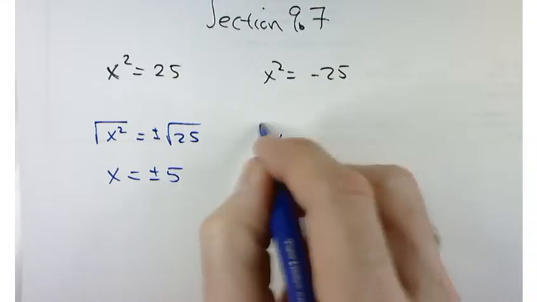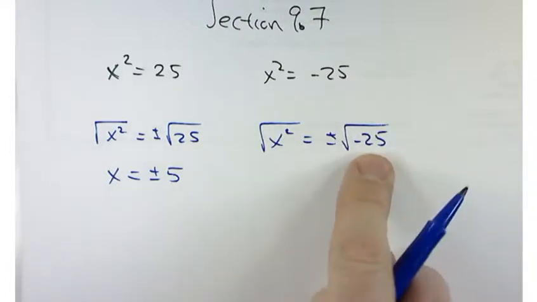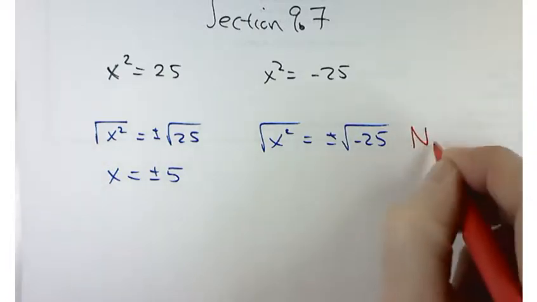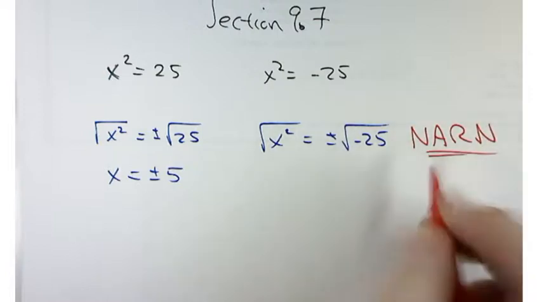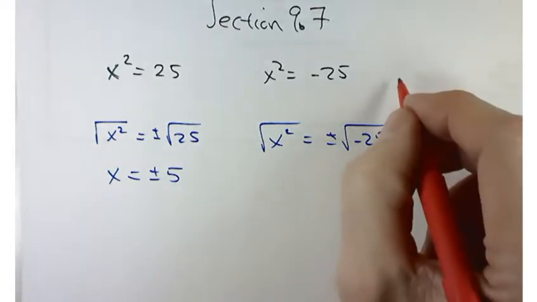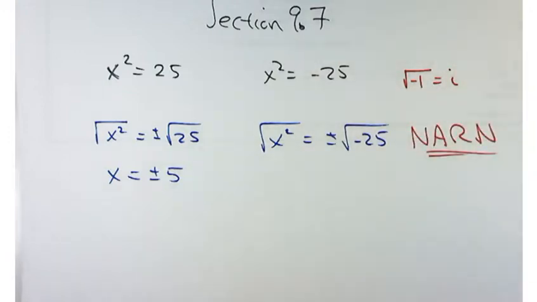But what about over here? There's a problem here, right? Problem is, up till now, we've affectionately called this NARN. Not a real number. Now that's not saying that there's nothing there, that we can't do something. We're just saying it's not a real number. And that's where we're going to launch ourselves into complex numbers. We're going to make ourselves a little definition. The square root of negative 1 is going to be called i.